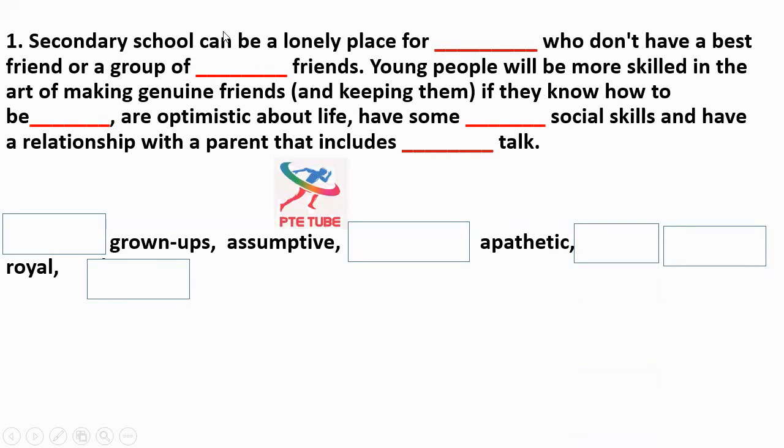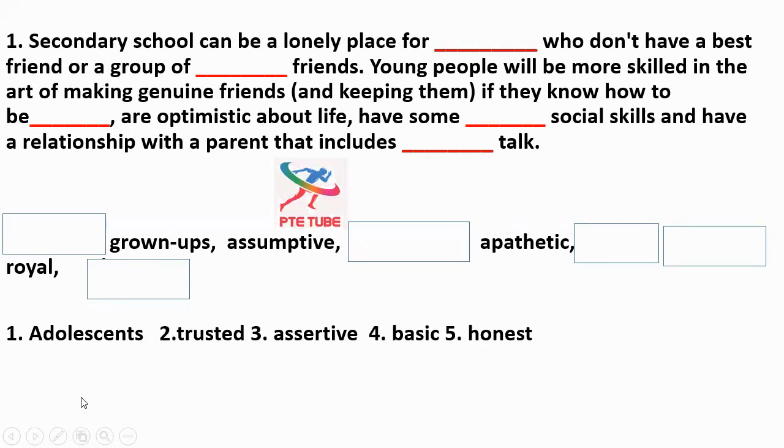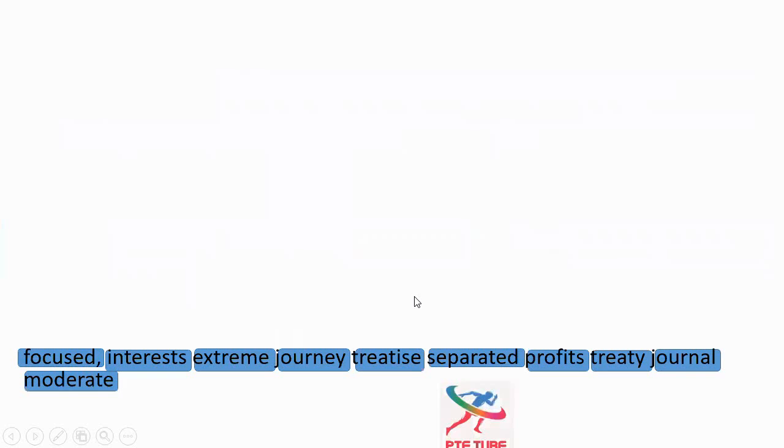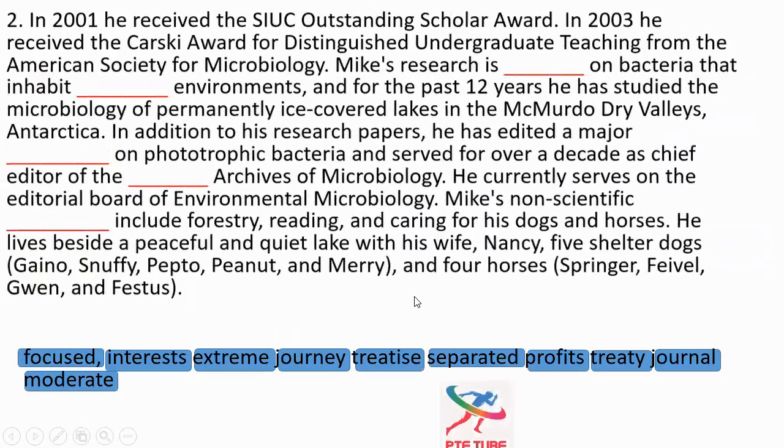Now we are left with this particular blank: or a group of trusted friends. There were many options which could fit here. Since there were many, we left it blank and moved on to the others. So we did everything, and what was left out, we just allotted to that. So the answers are these: adolescents, trusted, assertive, basic, and honest. I hope you have all got the same answers. We'll move on to the next. The question is here.